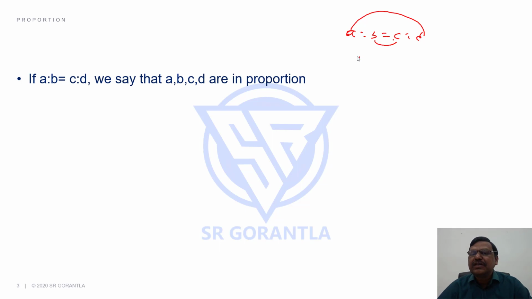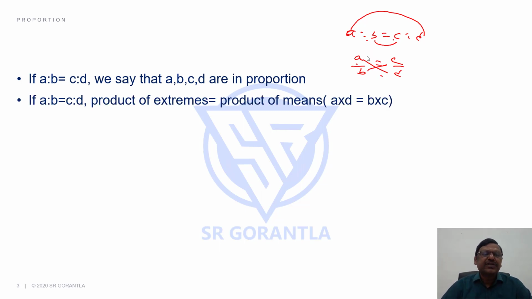How does it come? Basically, A is to B is nothing but A by B, and C is to D is nothing but C by D. It's like cross multiplication. AD equals BC. So if A is to B is equal to C is to D, product of extremes equals product of means. A into D equals B into C.